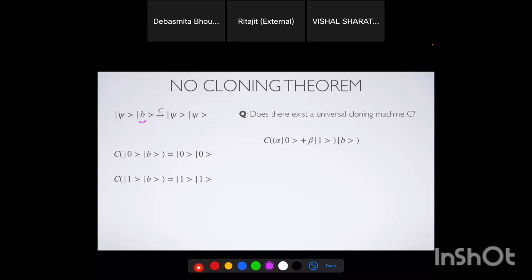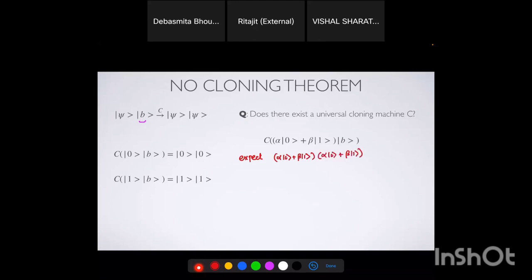So let's assume there is one such cloner. This C is that operator. C acting on 0 and a blank state gives two copies of 0, and on 1 and a blank state gives two copies of 1. So what we expect is that when C acts on alpha 0 plus beta 1, it will give you two copies of alpha 0 plus beta 1.